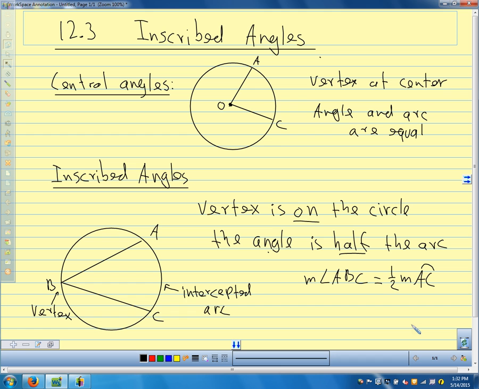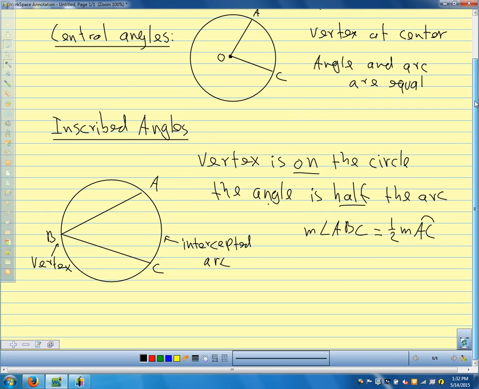And if we turn it around, if we thought about it the other way, the measure of arc AC, how would we say that's related to the angle? Twice the measure of angle ABC. And I like to draw just a little diagram. To go from the angle to the arc, we multiply by 2. And to go from the arc to the angle, we divide by 2.